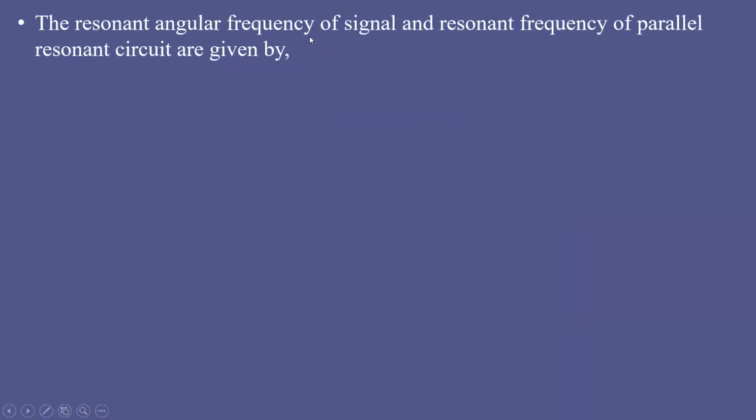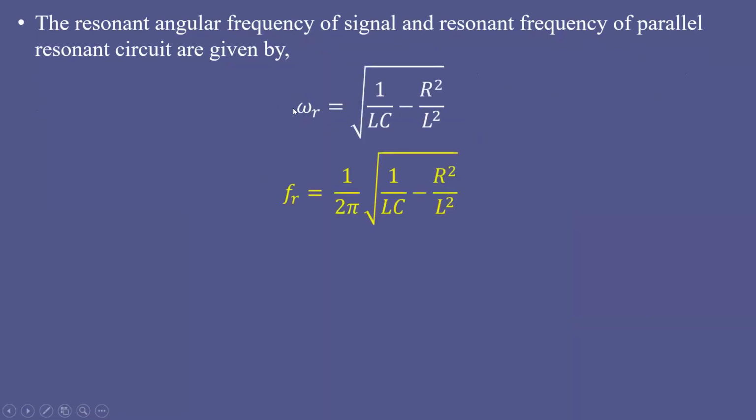The resonant angular frequency and the resonant frequency of the parallel resonant circuit are given by these two expressions. Here the expression for omega r is given by square root of 1 by LC minus r square by L square. And the resonant frequency in a parallel resonant circuit is given by Fr is equal to 1 by 2 pi into square root of 1 by LC minus r square by L square. And we are not going to derive this.